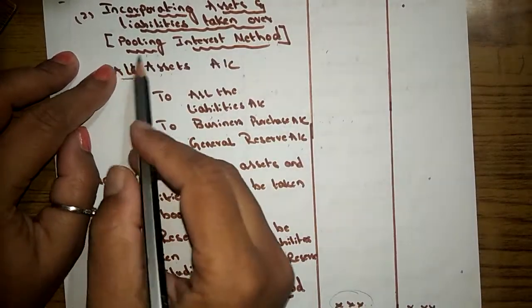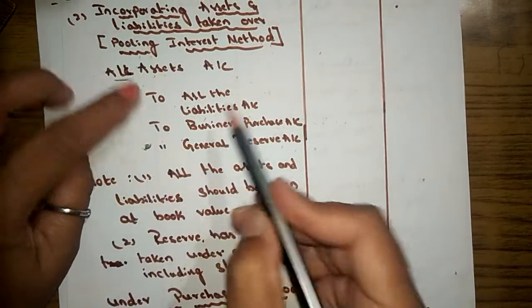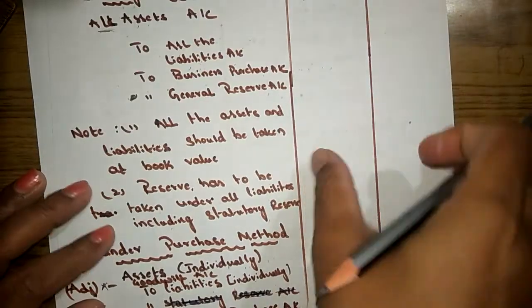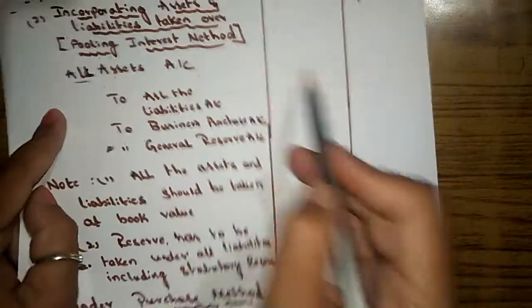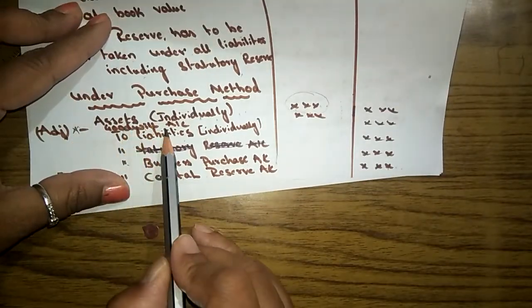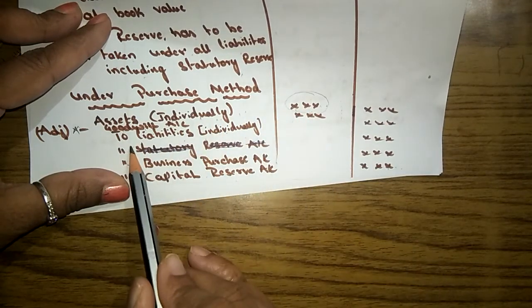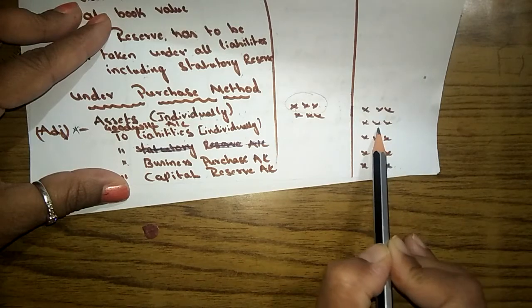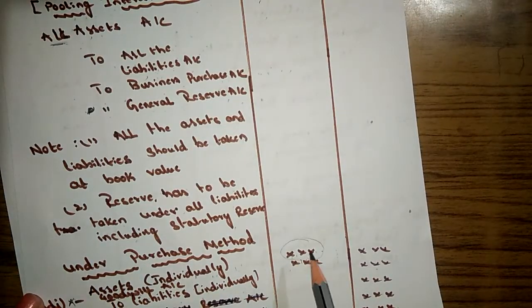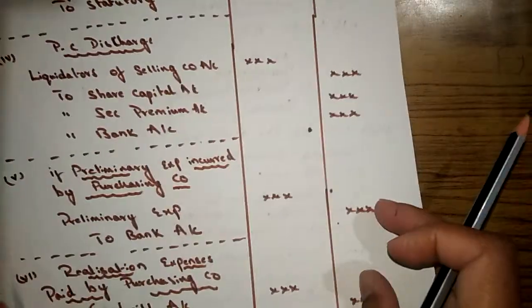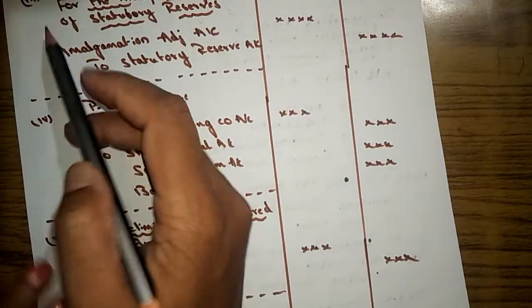Here we are taking all the assets including cash, all the liabilities including reserves, only at book value. Here we are taking only those assets which are taken over by the purchasing company, and only those liabilities which are taken over by the purchasing company, at market value. These are the two main differences. Then the next entry.